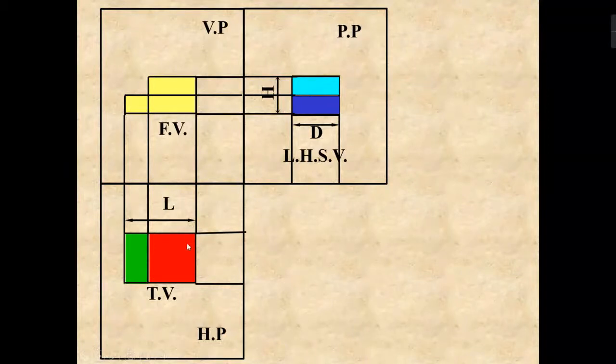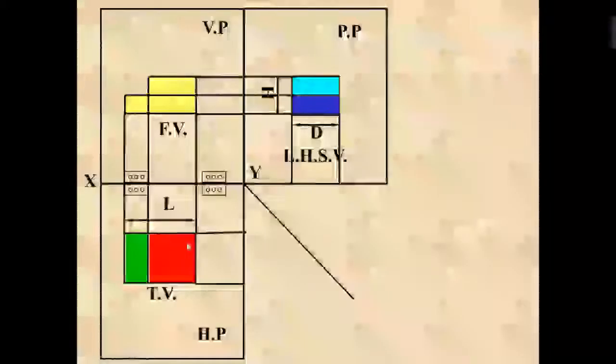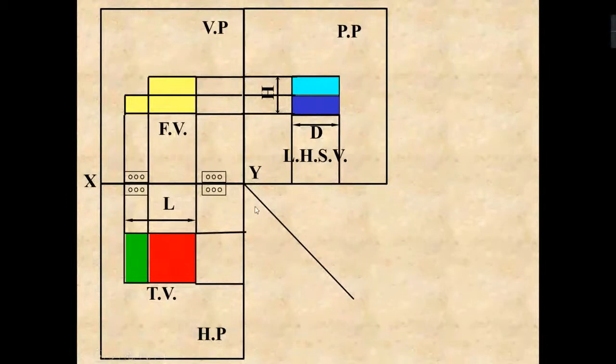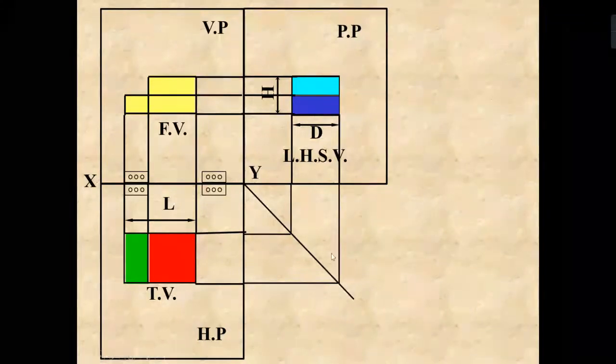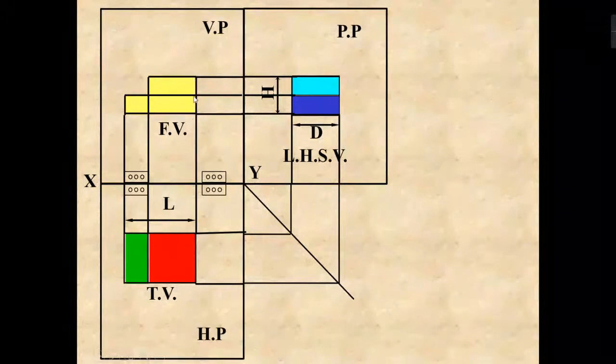You have to draw a line at 45 degrees with the horizontal or vertical line. Then you have to draw the horizontal line and then the vertical line from the projectors, or from the outermost points. Then you will automatically get the points of the side view, and you can join those points with the help of a line. Then you will get the side view of the object.